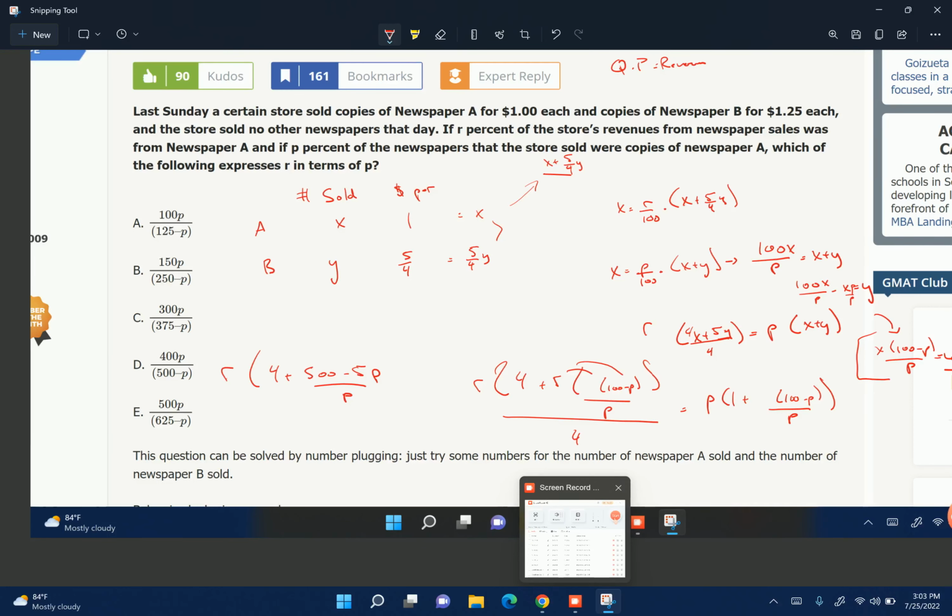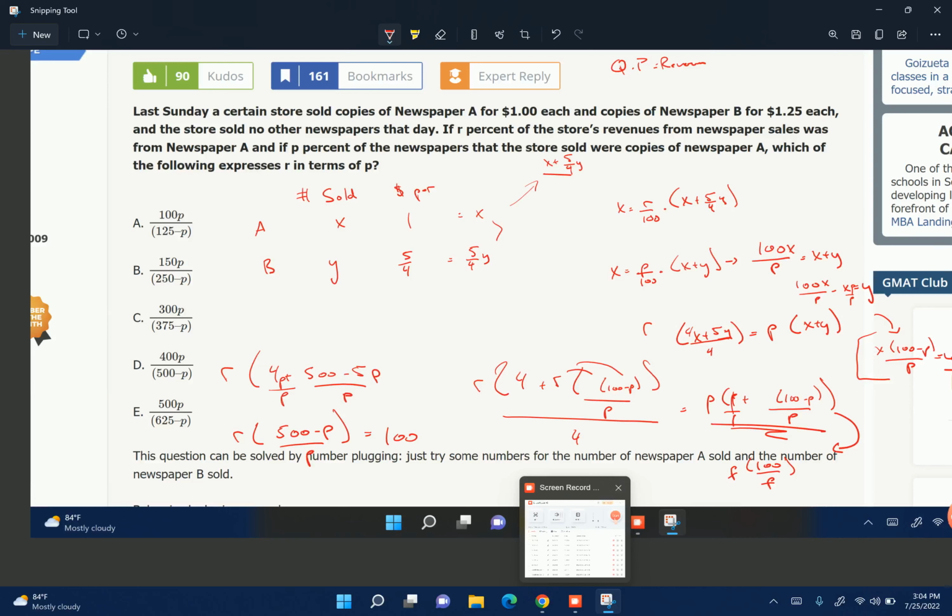And I'll go ahead and get a common denominator here of P, so that needs to be 4P over P plus that. So then if I put all that together, that's R times (4P minus 5P, which is negative P, so 500 minus P) over P. All of that equals, I'm doing this part over here now, distribute the P, also this is P over P plus 100 minus P over P, so if I add that together, that's just P times 100 over P. So that cancels, so all of this ended up just equaling 100.